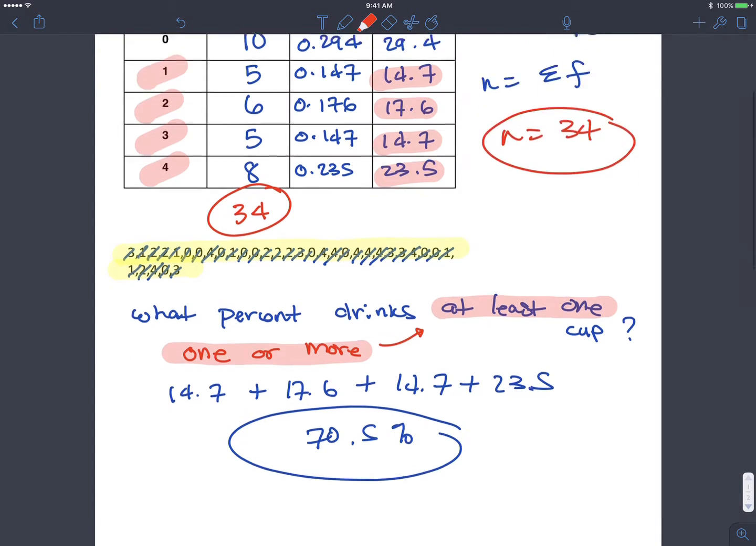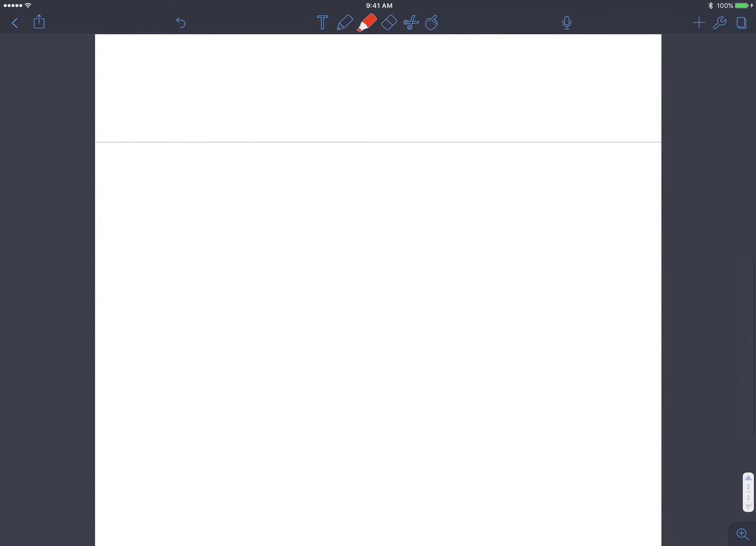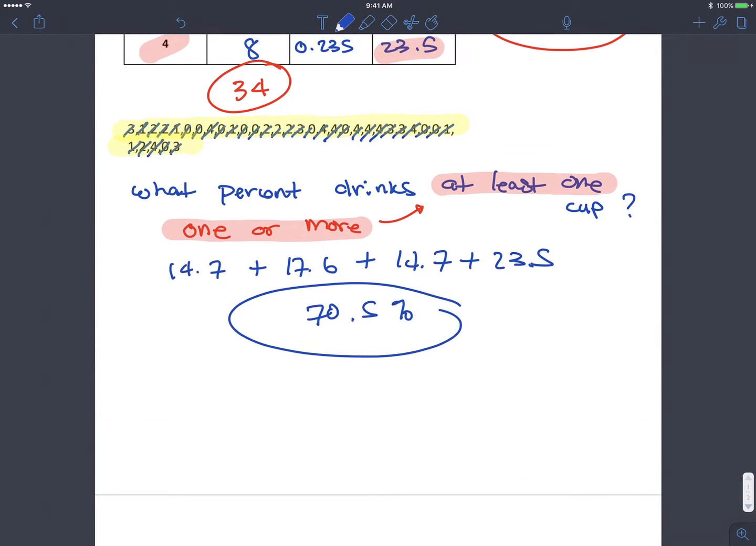Now, for C, different question. They want to know what percent of the sample, okay, we're going to change that here. What percent drinks, put a colon here. This is at least 1. The next question has to do with more than 1 cup of coffee. So we're going to talk about more than 1 cup of coffee per day.